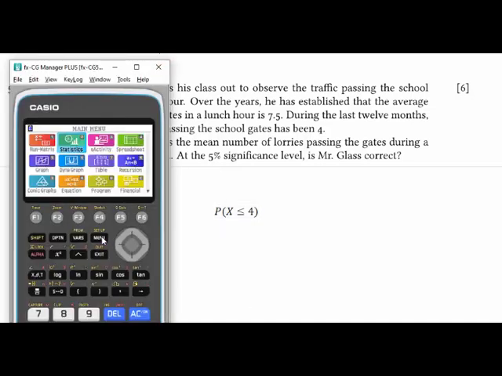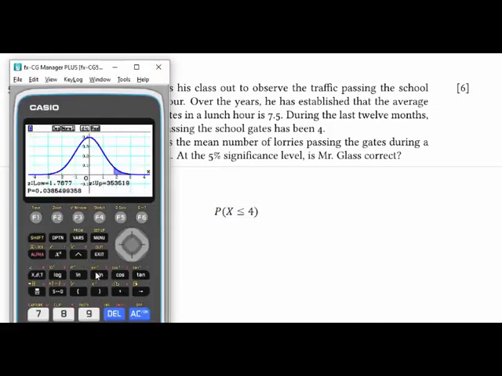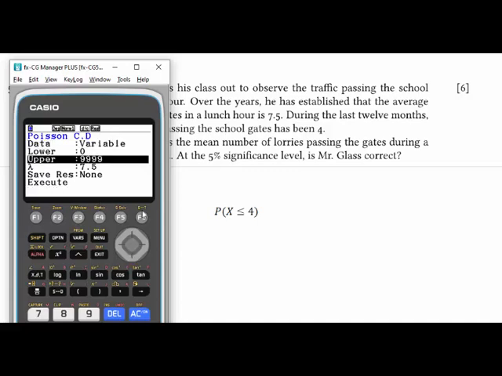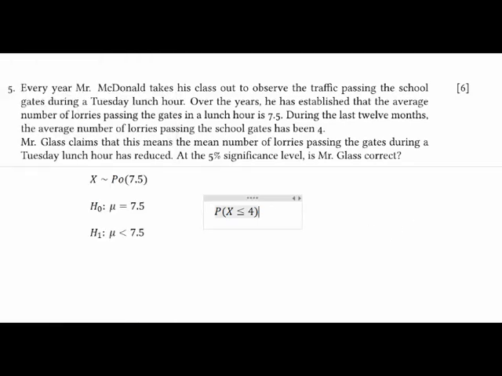Poisson distribution question. Menu 2. You get what's going on. You just press exit if you're not sure what's going on. Distributions, Poisson, PCD. I want to go from 0 to 4 inclusive, where the average is 7.5. Boom, 13.2%. Sorted.